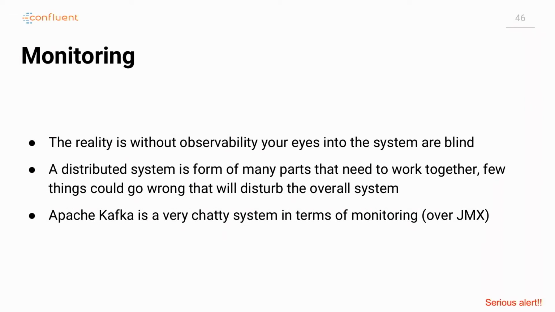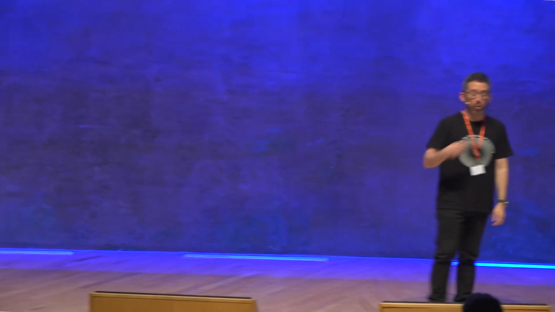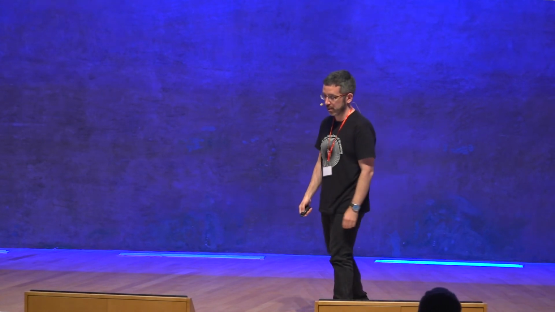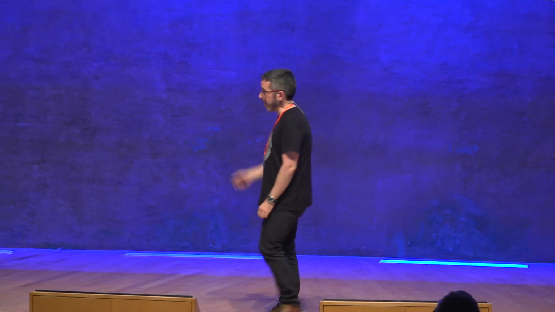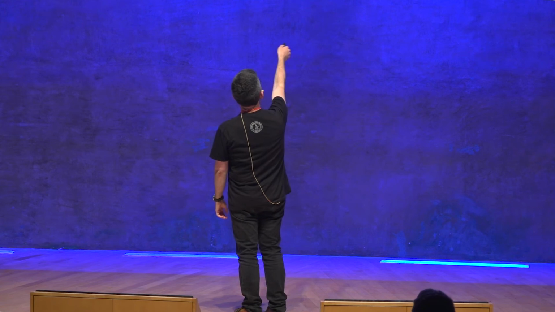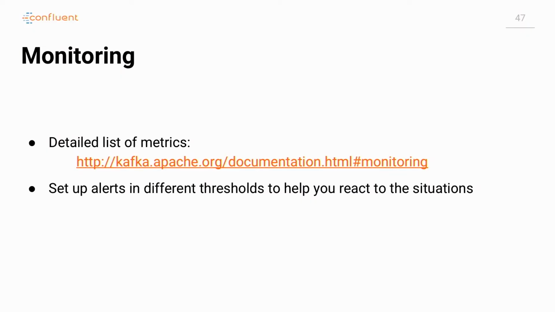The reality is different. Without observability, you are blind. This is a serious alert. A distributed system is formed of way too many parts to understand. And Kafka is very chatty. It will tell you a lot. It will say way too many things. Here is a detailed list of metrics. It tells you a lot, from producing rates to memory, a lot.